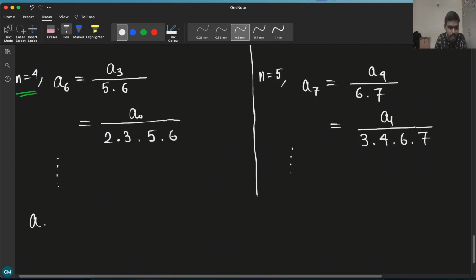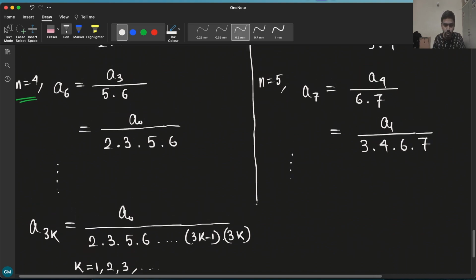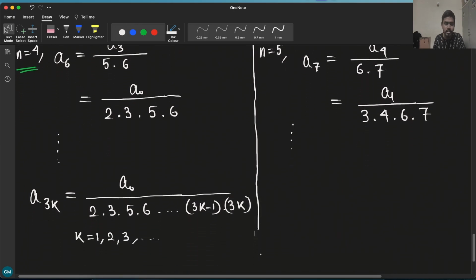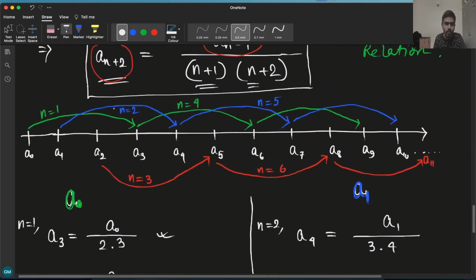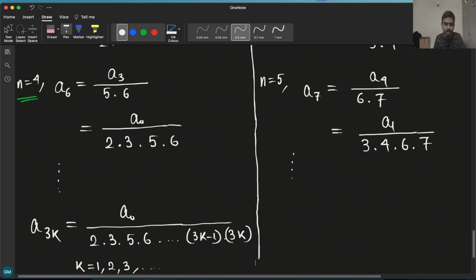The general term is a of 3k equals a0 divided by 2 times 3 times 5 times 6 ... 3k minus 1 times 3k, for k equals 1, 2, 3 ... This is the a0 series, if I proceed from a0 and follow the recurrence relation. Following this pattern, I am writing the kth term.